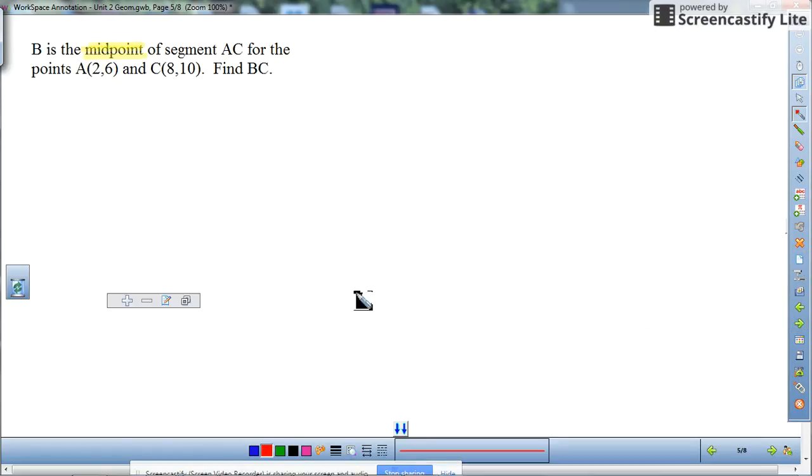All right, here we've got another question. It says B is the midpoint of segment AC for the points A is at 2, 6, and C is at 8, 10. Find BC. So we want to find the length of BC. So B is the midpoint. Well, if we want to find the length of BC, we can either, and I'm just going to kind of hypothetically, let's draw.